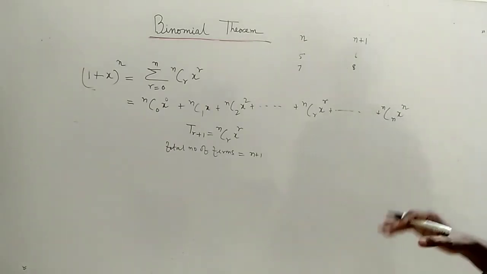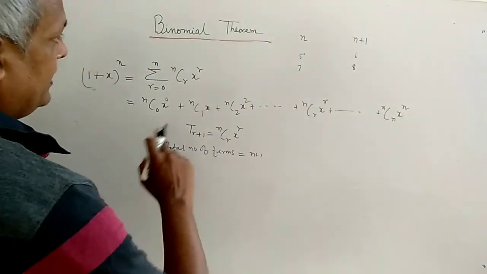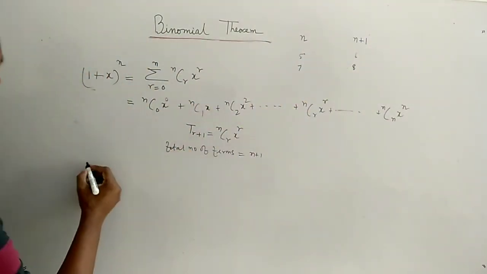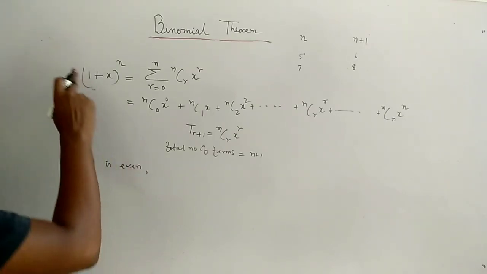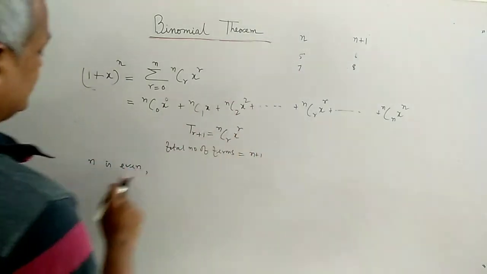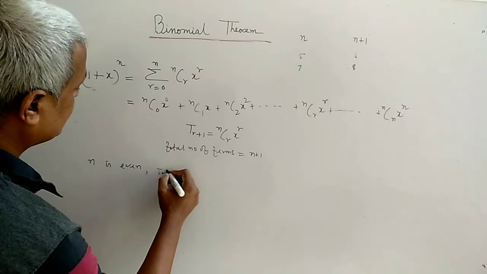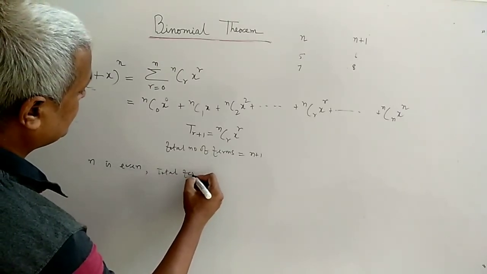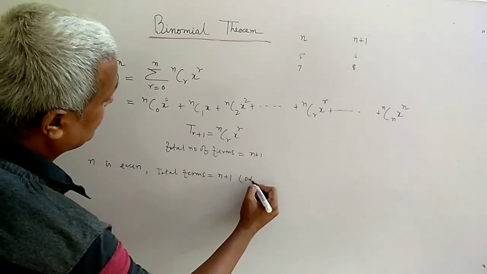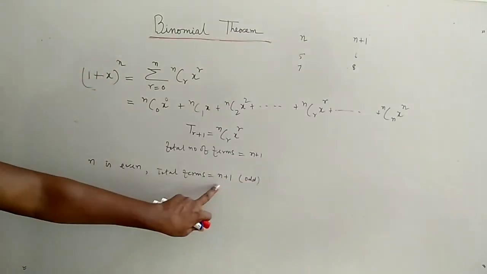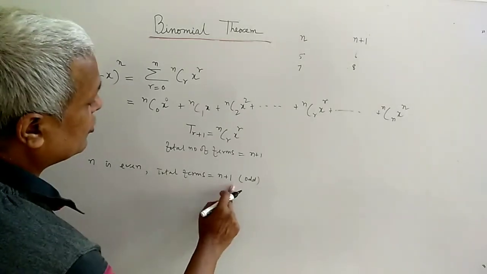It is a simple idea. When n is even, the total number of terms will become odd, because even plus 1 is odd. Total terms will be n plus 1, and that is odd. So if you have an odd number of terms, the middle one is just one more than the number, divided by 2.